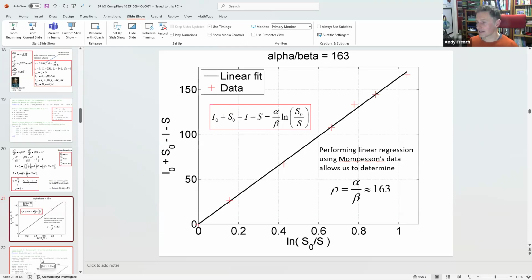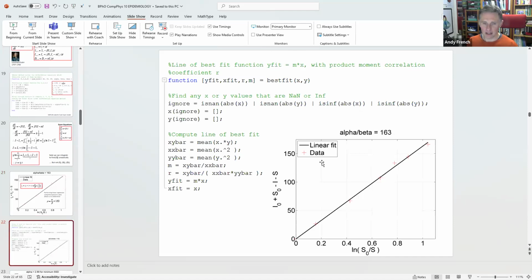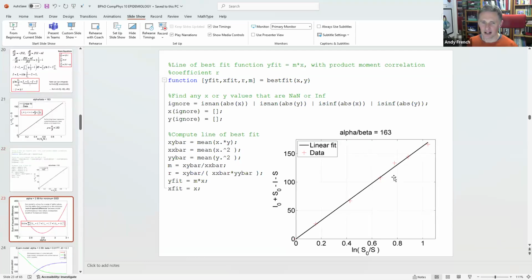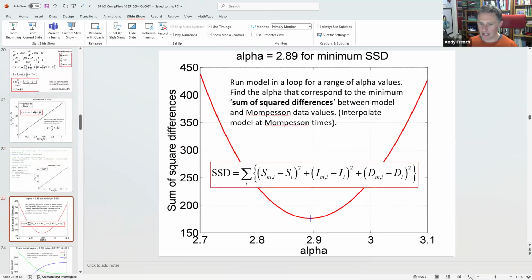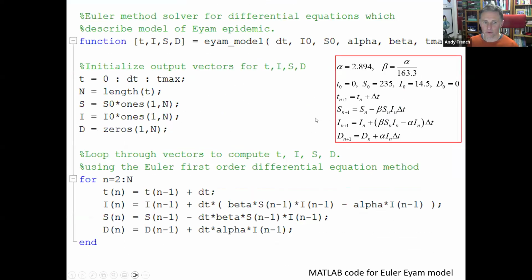So this is where you want to go away from Excel and do things with a program. By the way, this is the line of best fit function. You can download this and have a look at all those things, but it's not too difficult. And this is basically what I did. I ran my code. Remember, this is the code for it here. I ran my EAM model. I know what alpha over beta is.